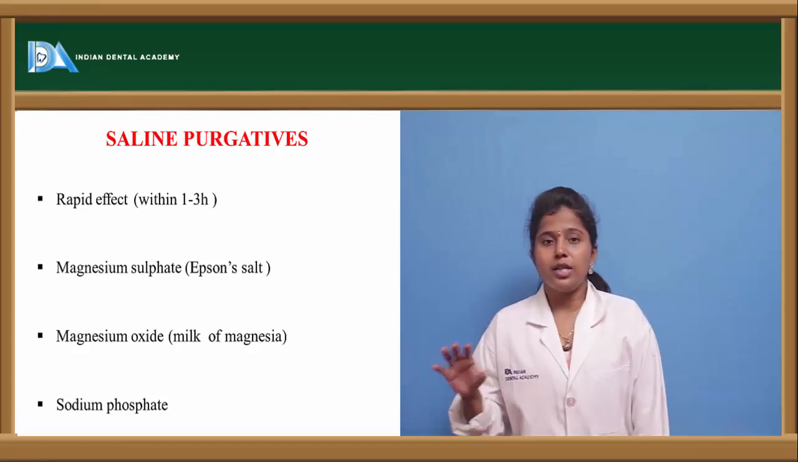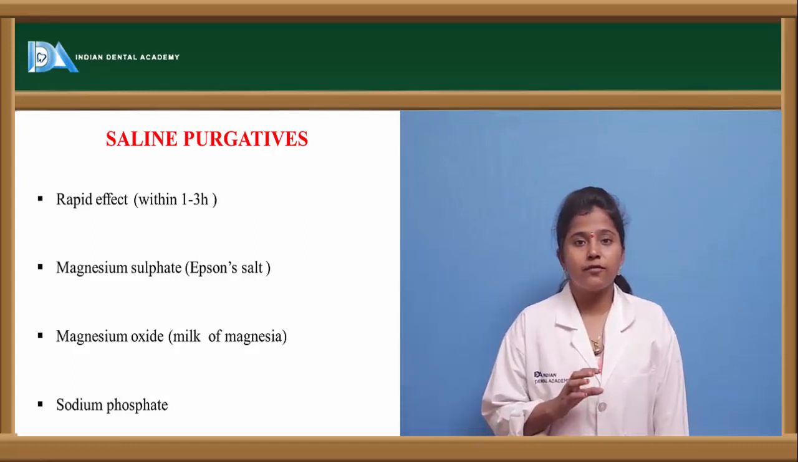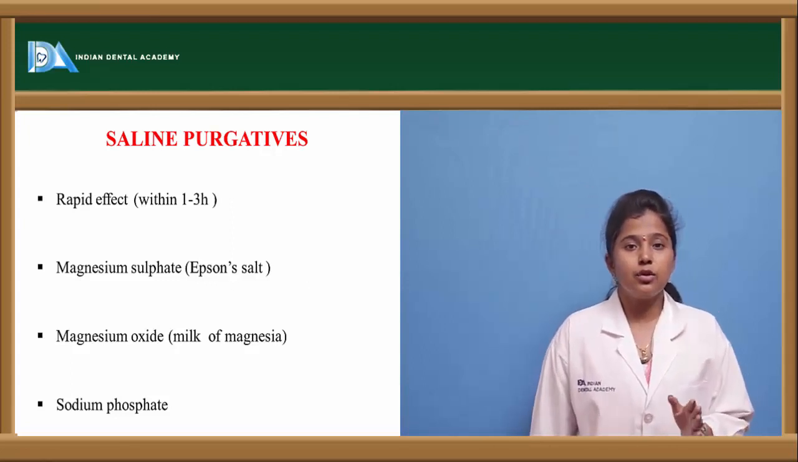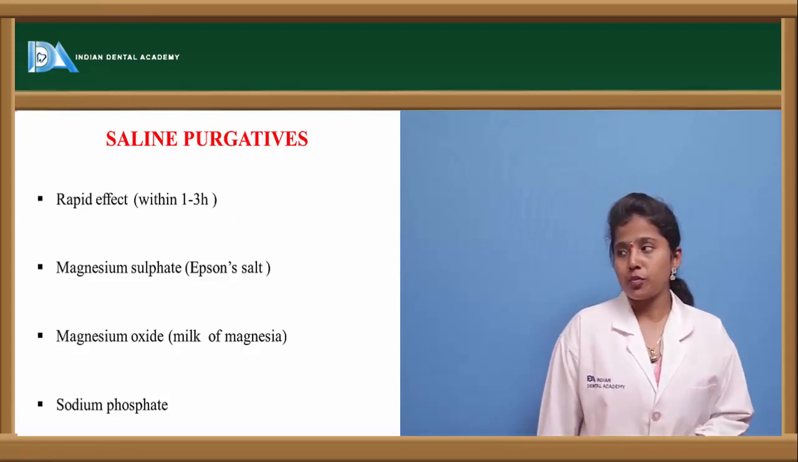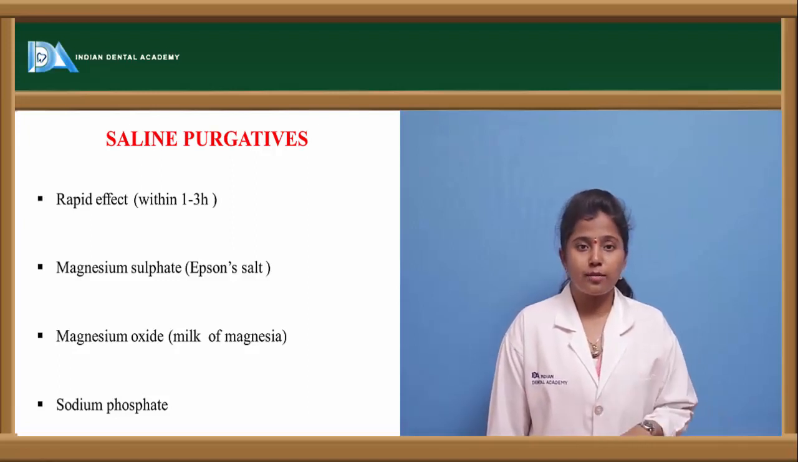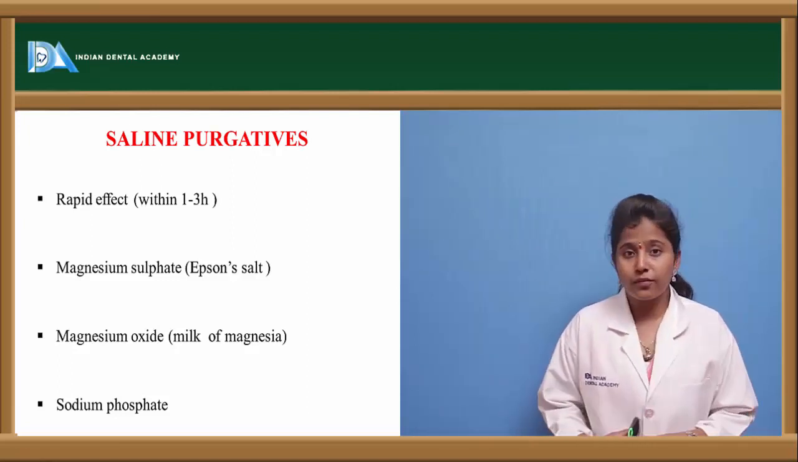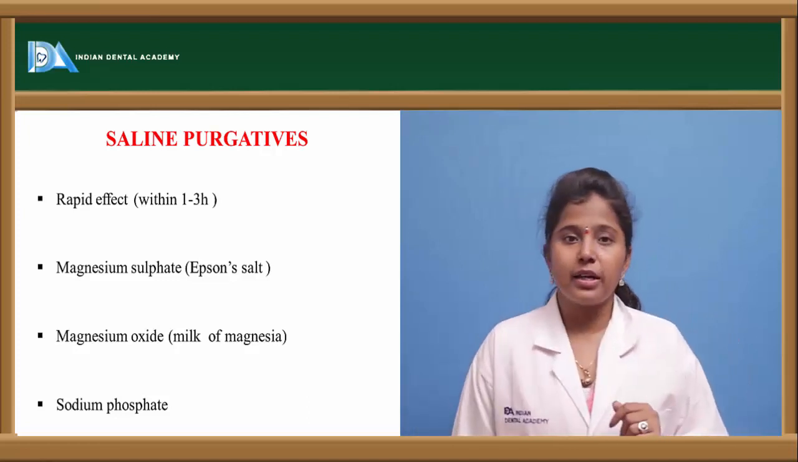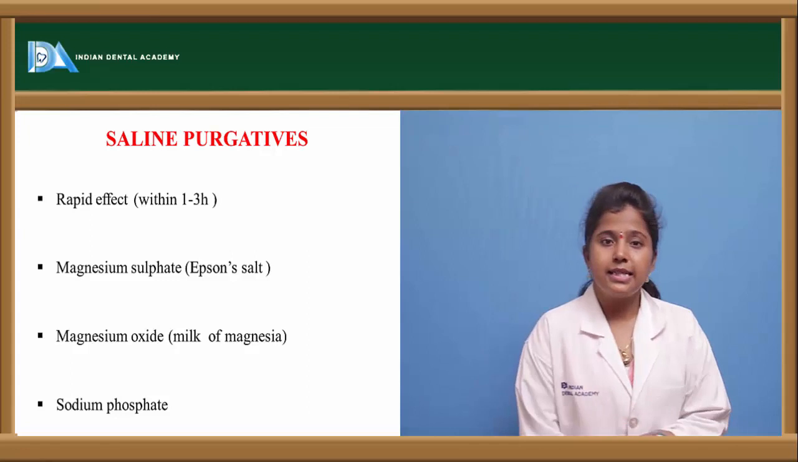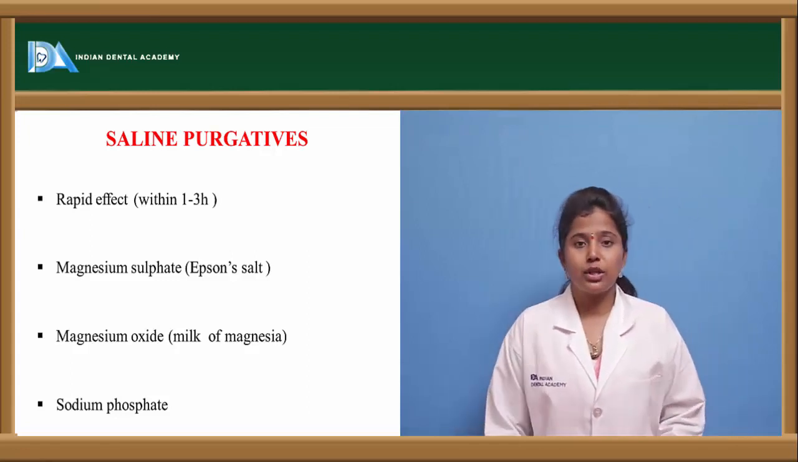We have seen the organic sugars of osmotic purgatives. Let's see the saline purgatives. These are the non-organic forms of osmotic purgatives. These saline purgatives include magnesium salts and sodium salts. So what is the action of these? They have a rapid effect. Once they are administered, within 1 to 3 hours these saline purgatives show their action.